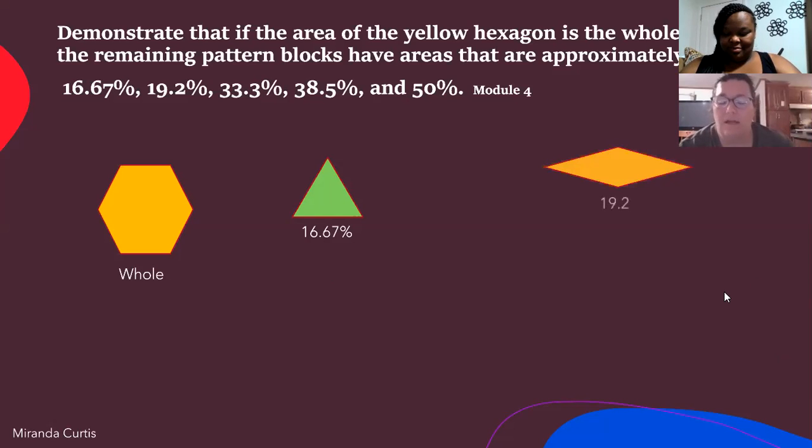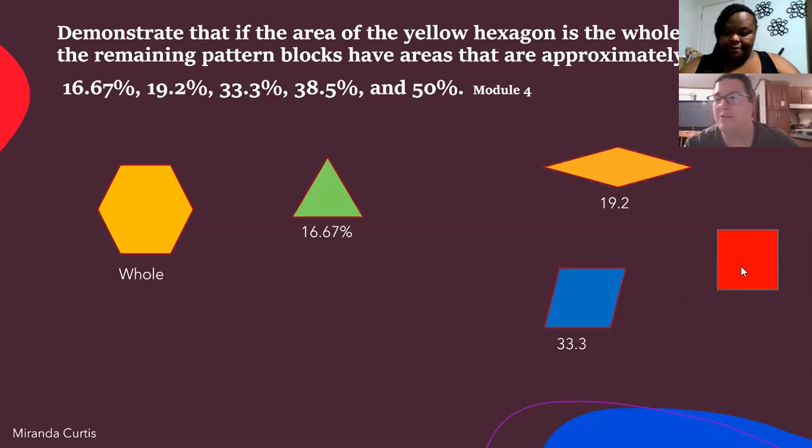So our next shape after the tan rhombus is a blue rhombus. I did not know blue rhombuses until I started learning. I thought this was just a blue diamond, but hey, it's a rhombus. So it'll fit inside our hexagon, and we're going to get 33.3% from our rhombus. Our next shape that we're going to try to fit in there is our awesome square.